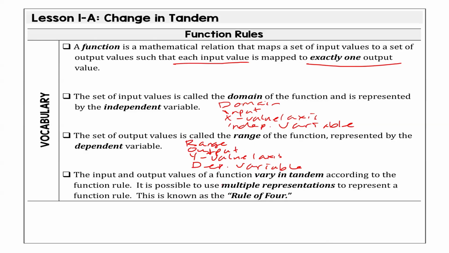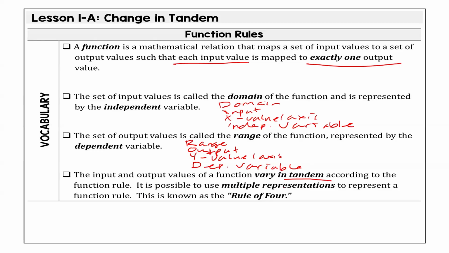Okay, when we talk about, notice this is called a change in tandem, okay? The input and output values of a function vary in tandem, okay? According to the function rules, meaning that they have some type of relationship. That's all that means is that there's a functional relationship, okay? One may go up, one may go down. That is all that it means is that they are operating together in some sequence, okay? That's all the fancy word of tandem.